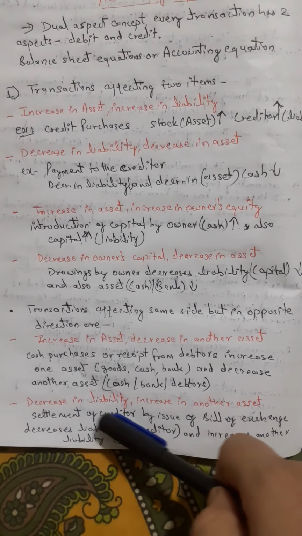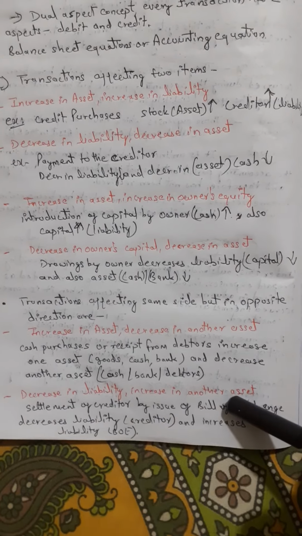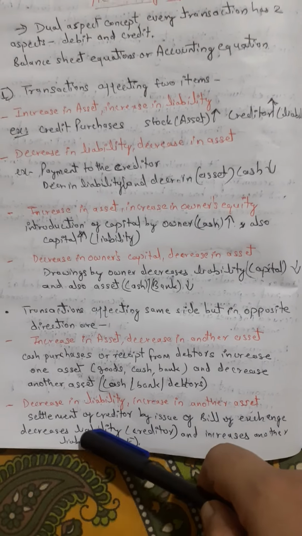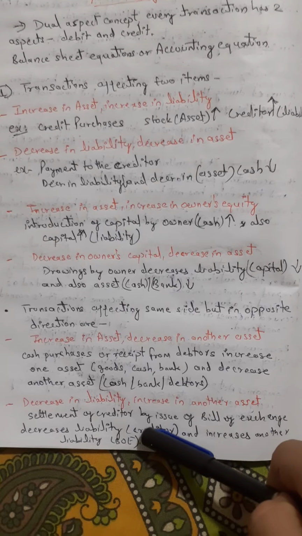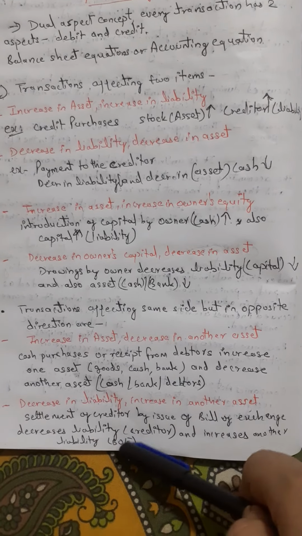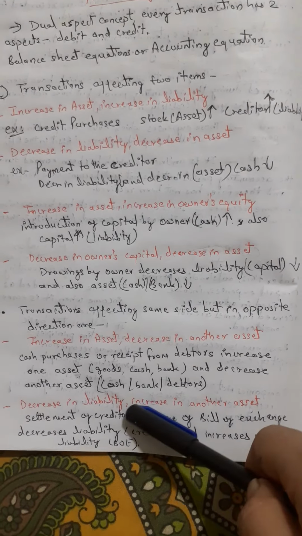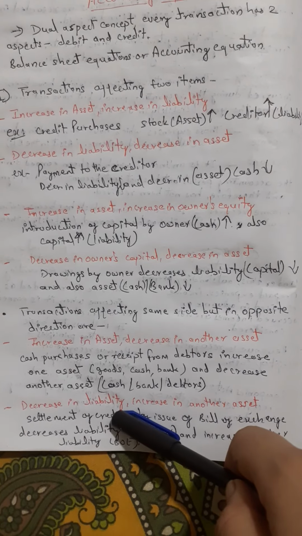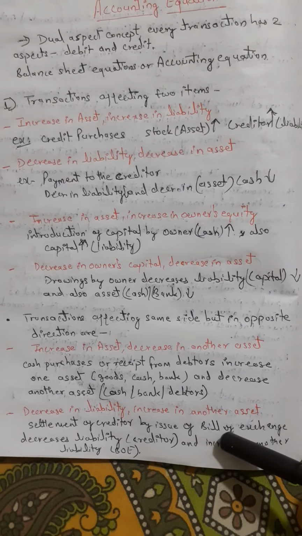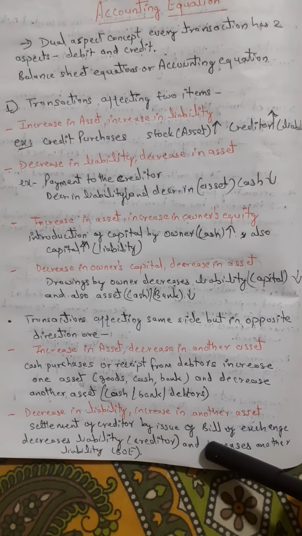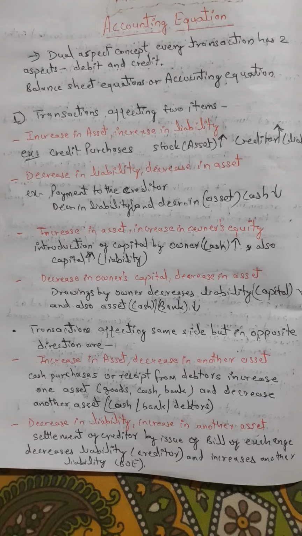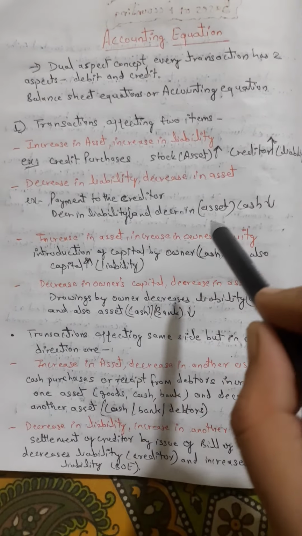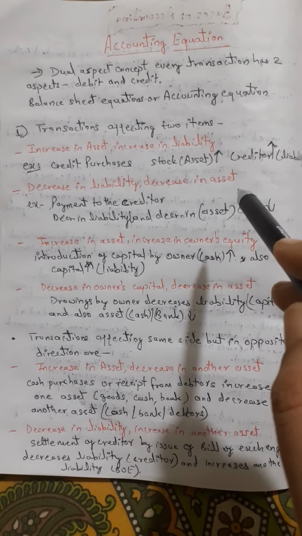Then the next is decrease in liability and increase in another liability. Settlement of creditor by issue of bills of exchange: it decreases your liability since your creditor goes down, and it increases another liability, that is bills of exchange, because to pay off the creditor you have issued a bill of exchange. In this way one of your creditors gets reduced, whereas another liability in the form of bills of exchange has increased. So you need to understand that if any transaction is given to you, you have to think a little about what effect it is producing.